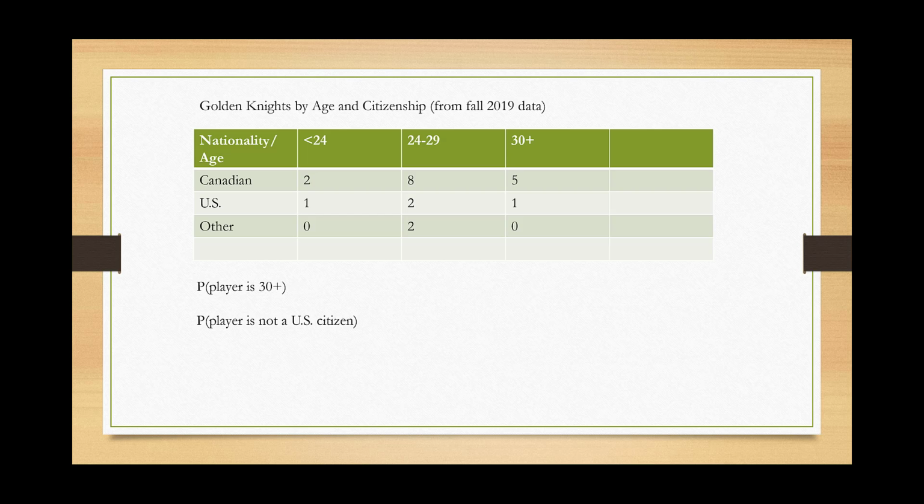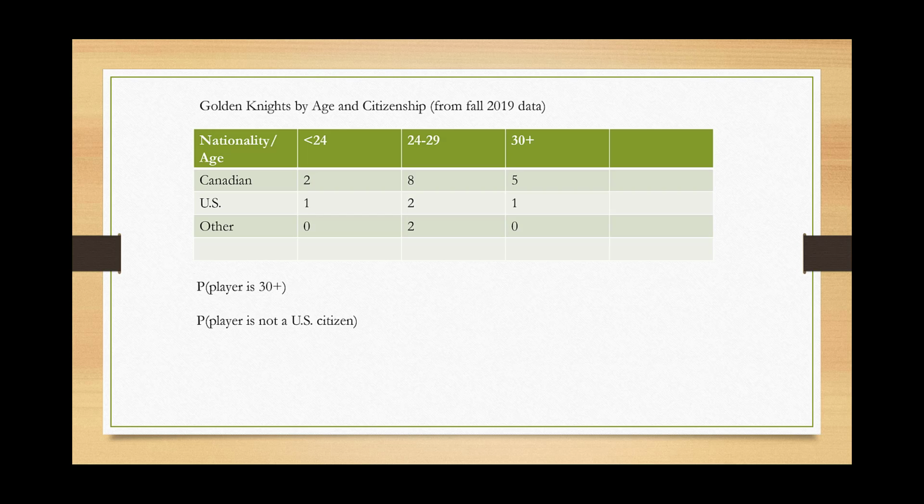There was 1 U.S. team player that was less than 24, 2 from the U.S. that were 24 to 29, and 1 that was 30 or over. And then other, so saying what other team were, the other is from another country, not Canada, not U.S. So there were no team players that were less than 24. There were 2 from 24 to 29 that were from another country that wasn't Canada or the U.S., and then none that were 30 and over.